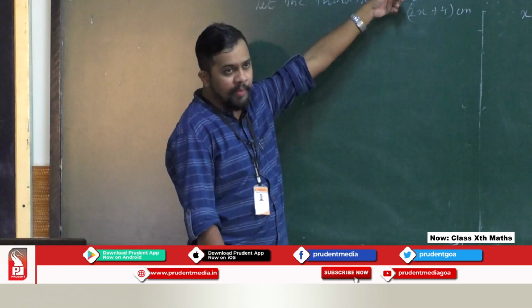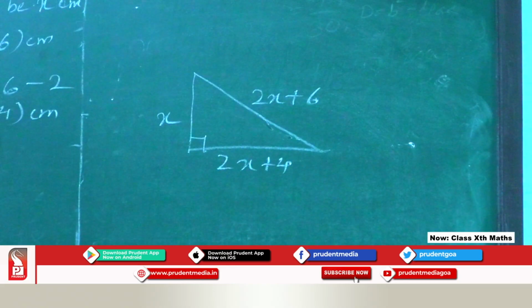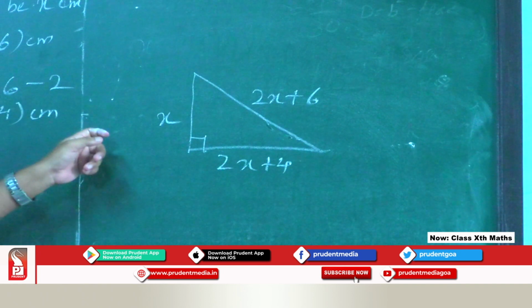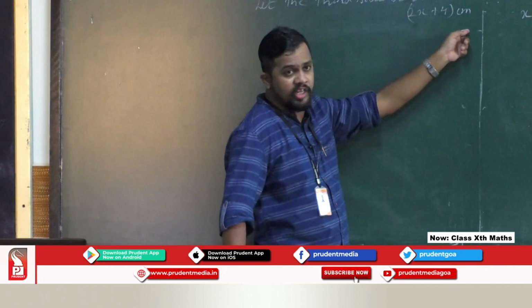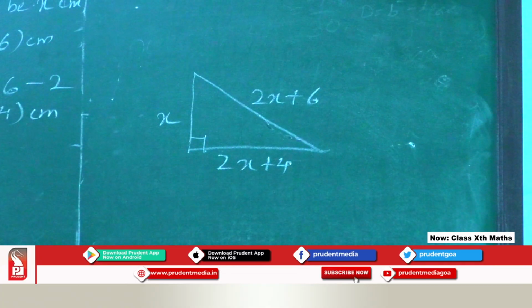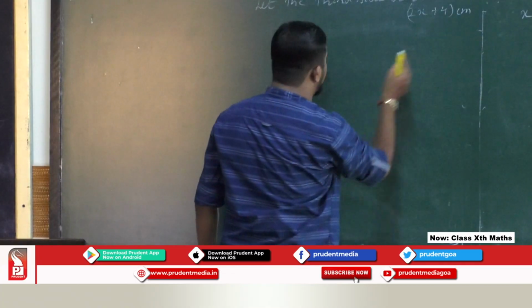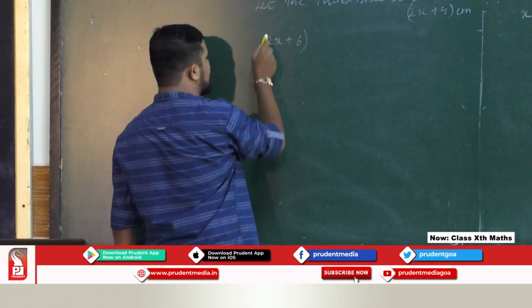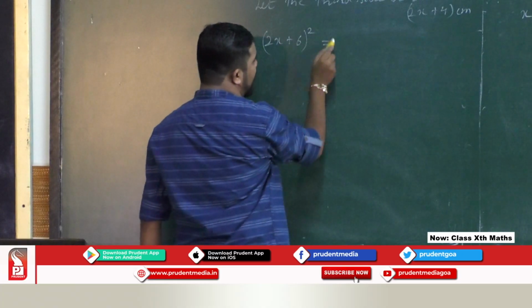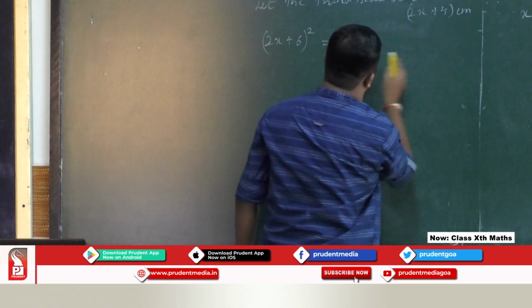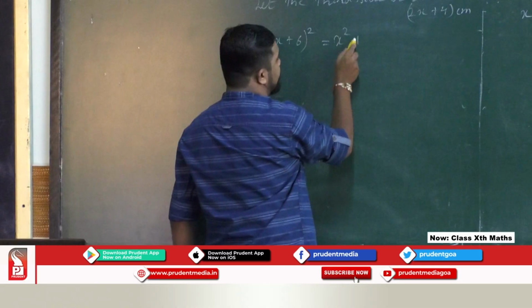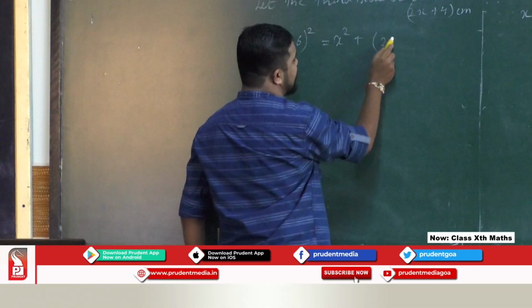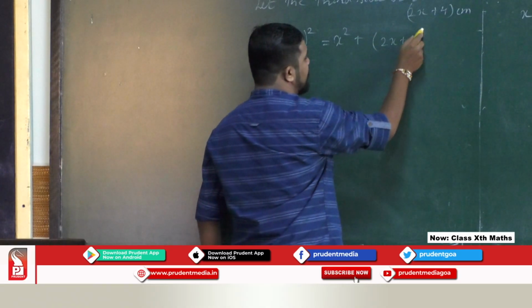I already found out the hypotenuse, so I wrote the hypotenuse 2x plus 6. 2 centimeter less, minus 2. So 2x plus 4. So if you look at this figure, again what do we have to use? We have to use the Pythagoras theorem. So your hypotenuse, 2x plus 6, the whole square, equal to the side x square, and the third side 2x plus 4, the whole square.